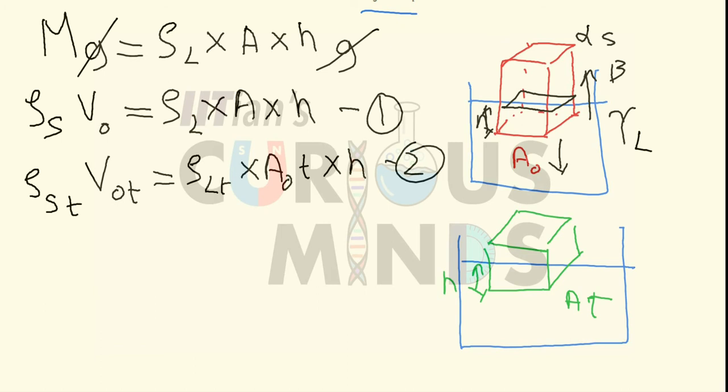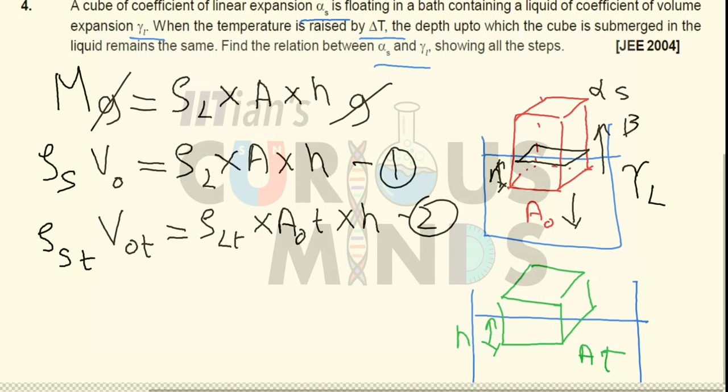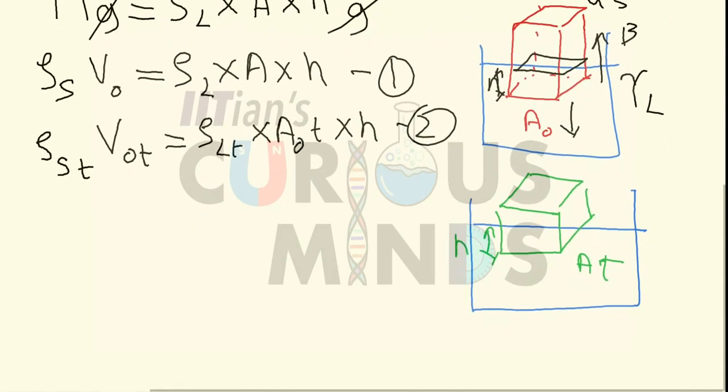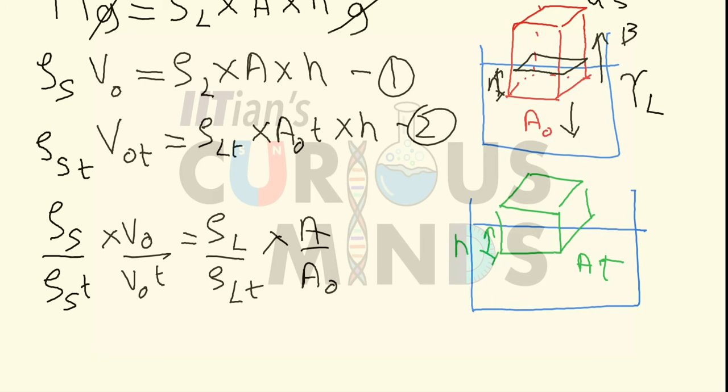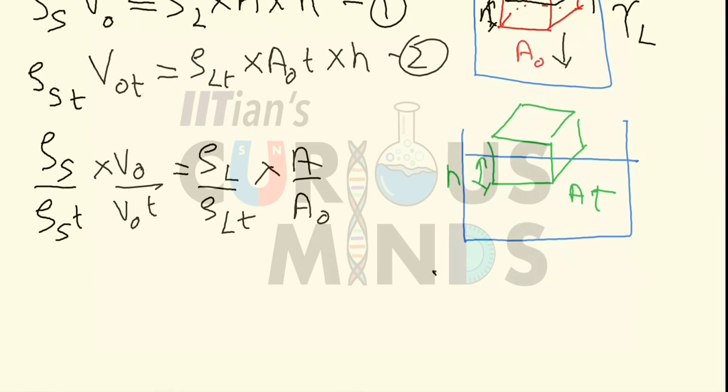We have to find the relationship between alpha and gamma. When I divide both of them, it will be equal to density of solid at T into V T divided by density of solid into V naught, equal to density of liquid at T divided by density of liquid into A divided by A naught. Let me substitute and see the answers. First, the densities: the density at a particular temperature will be equal to density at 0 degrees Celsius divided by 1 plus gamma delta T.